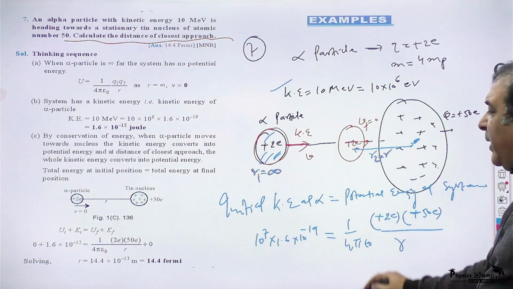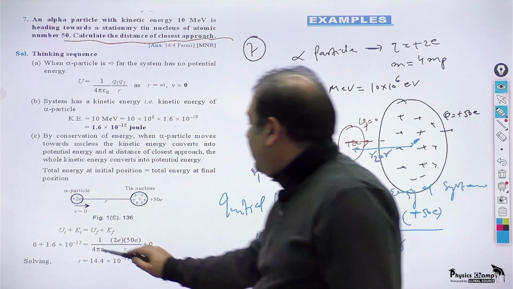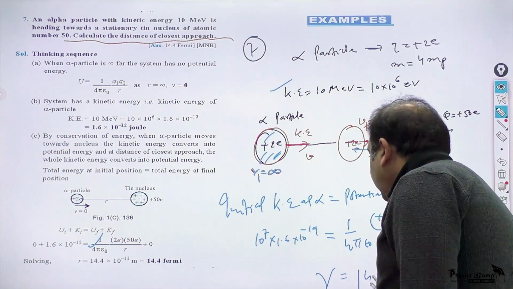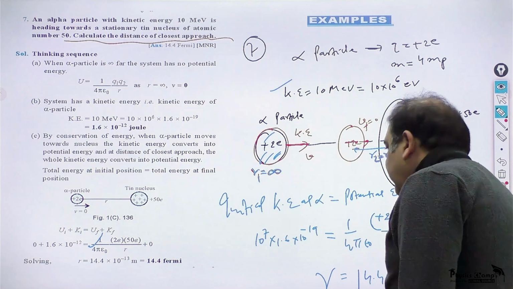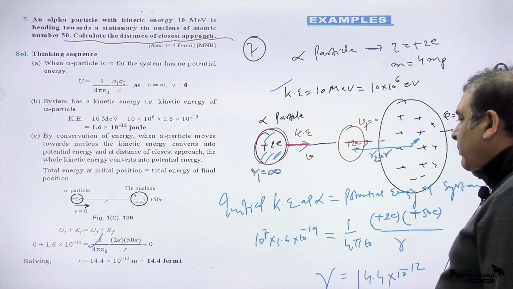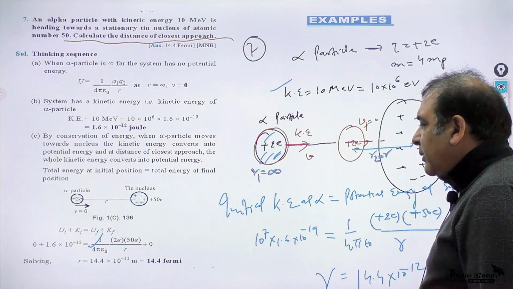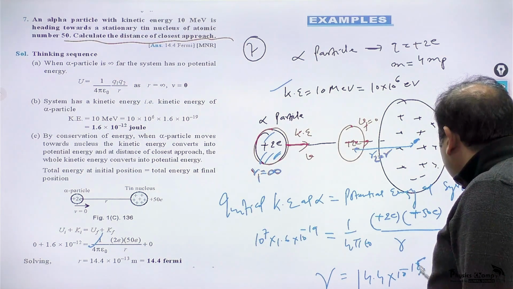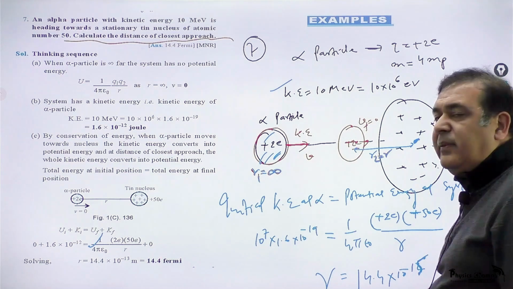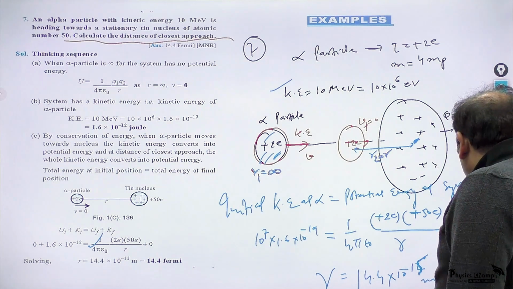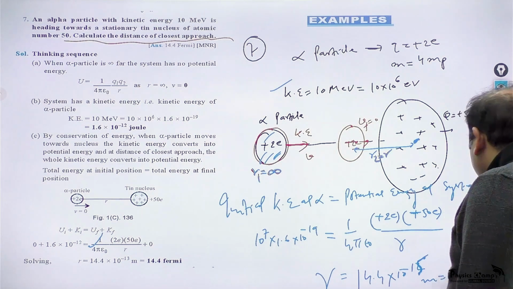So 1 by 4 pi epsilon naught, we will put its value as 9 into 10 to the power 9, and thus the value of R will be 14.4 into 10 to the power minus 15 meter, or we can say 14.4 Fermi will be the final gap. Question number 8.